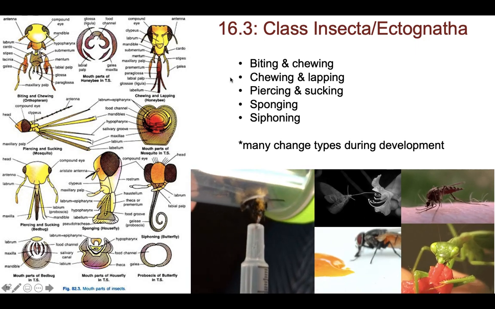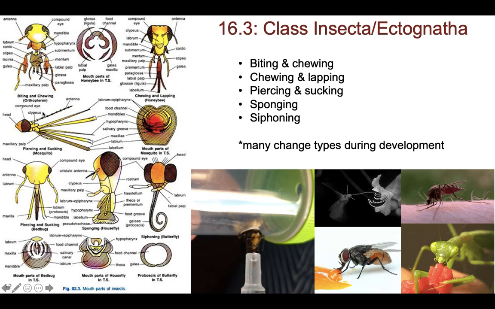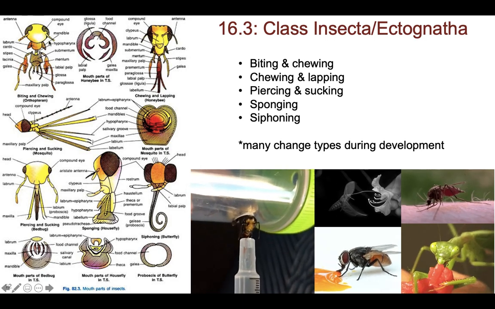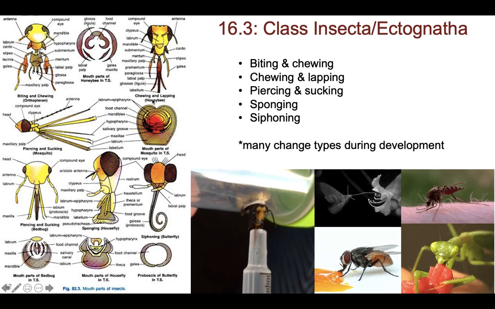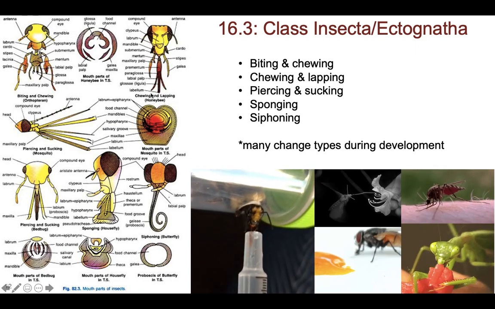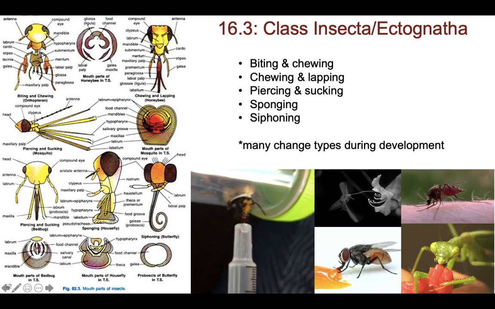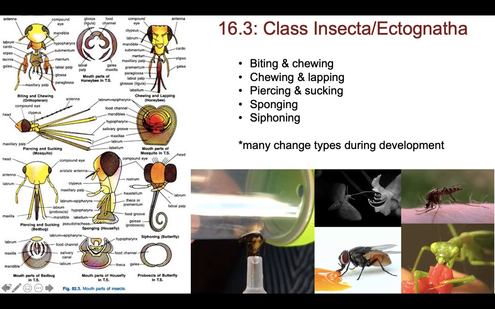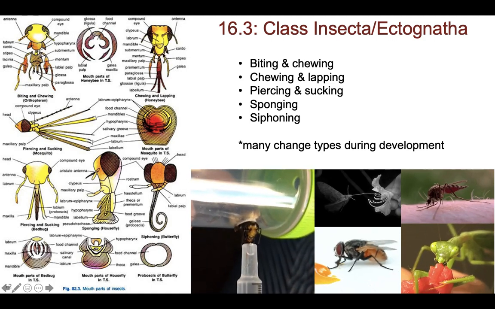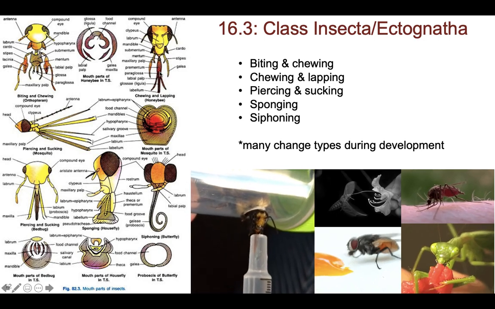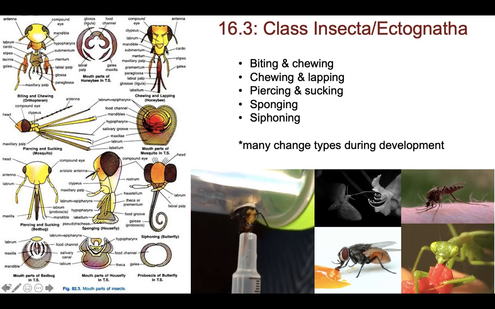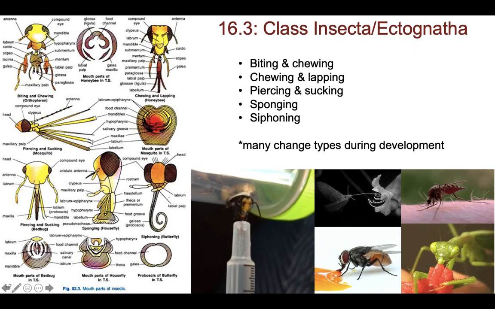You can have chewing and lapping mouth parts. Oh, these are the biting and chewing. So here's an Orthoptera, an example of the biting and chewing mouth parts. Here's an example of chewing and lapping. I am most familiar with these kinds of mouth parts because this is what bees have. They use their mandibles to chew up pollen, and then they'll use their proboscis to suck up and drink nectar. So they will eat solid and liquid foods.